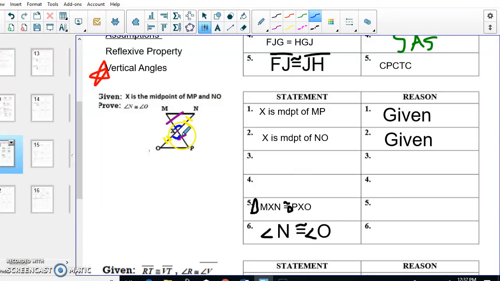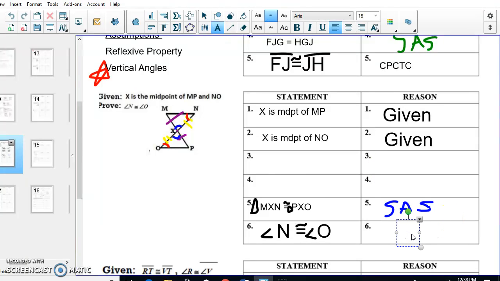Let's see, side angle side. Again, is that a thing? Yes, it is. That works. That is a congruency shortcut. Okay, so eventually I can say that angle N is congruent to angle O, and the only reason for that is because those are congruent. So CPCTC, congruent parts of congruent triangles are congruent.